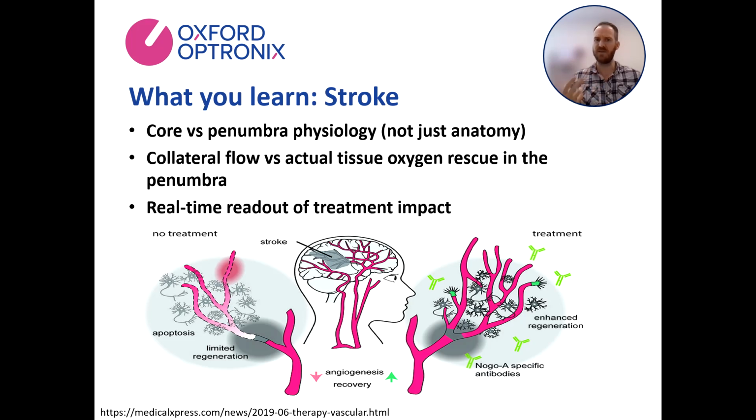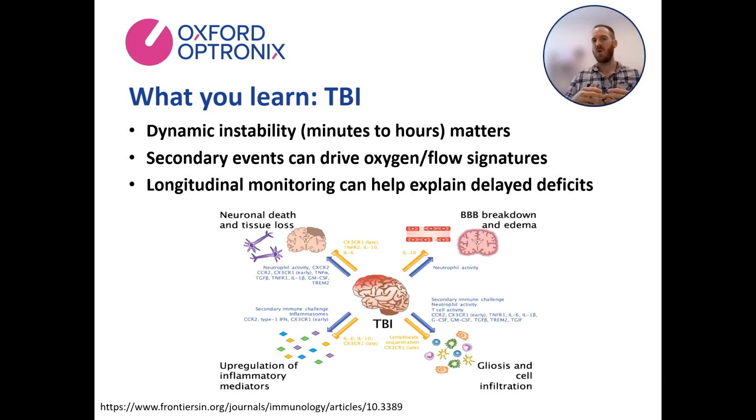Trauma is another place where these signals earn their keep, especially because physiology can be episodic. With TBI, much of the injury isn't actually the first hit. It's what happens after over minutes to hours. Secondary events can drive signatures in flow and oxygen that you'd never catch with a single snapshot.